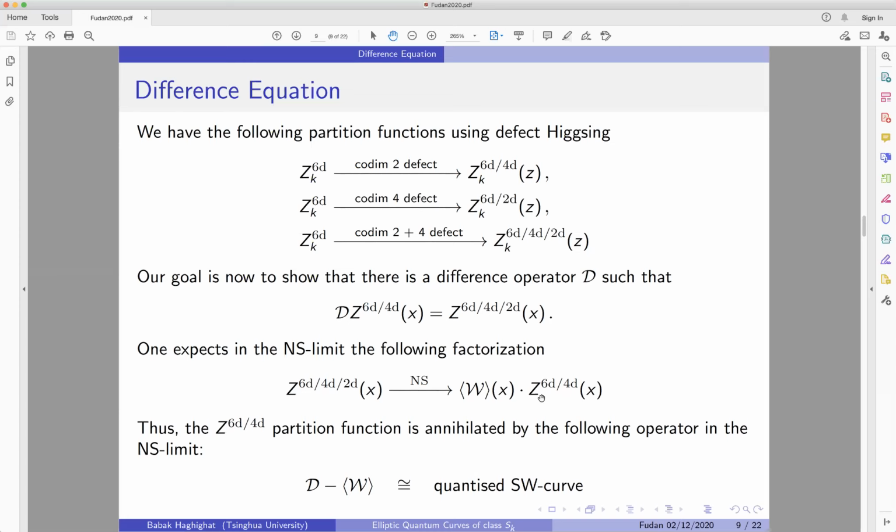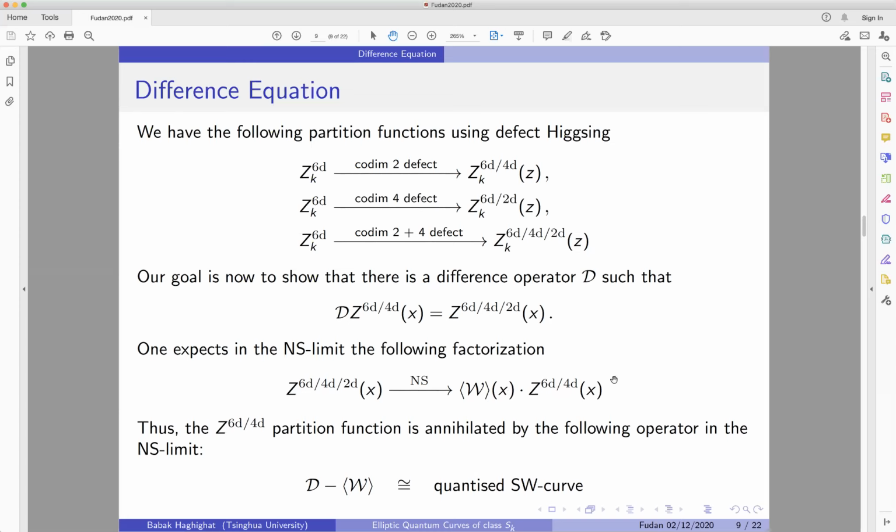Once you do this, which corresponds to the NS limit, you can move the codimension 2 defect, let's say, away from the other one. And then this kind of thing will factorize. This is basically the reason for this factorization.